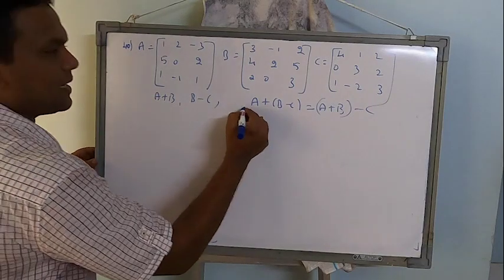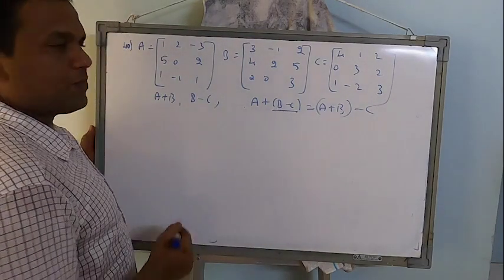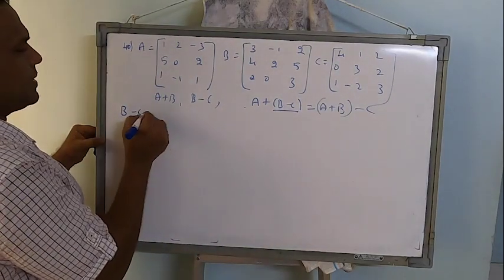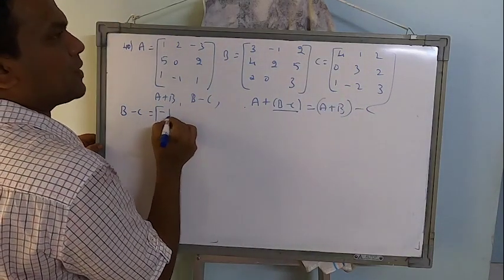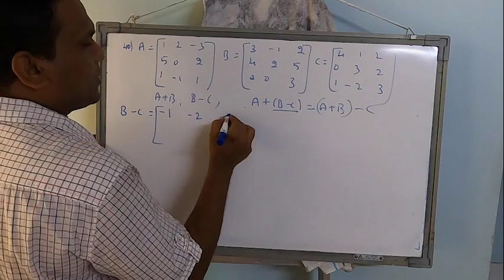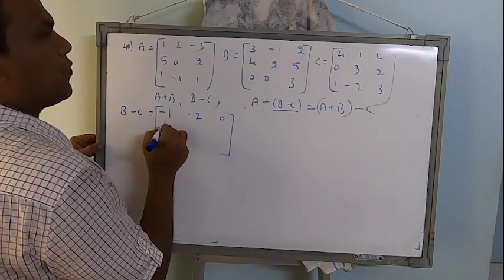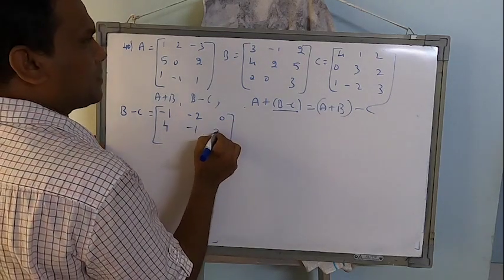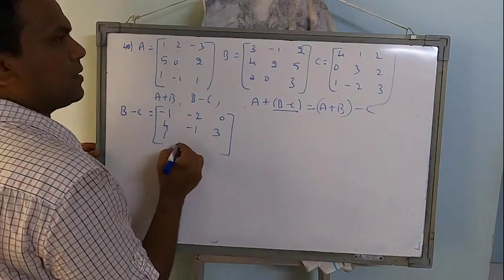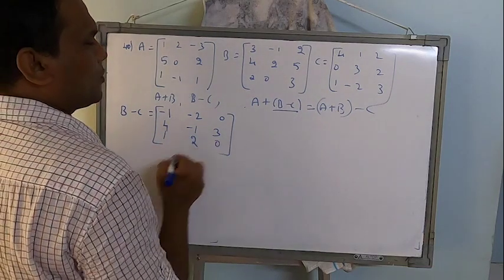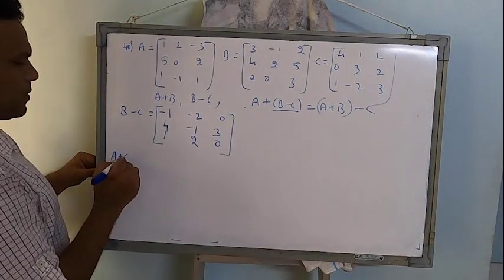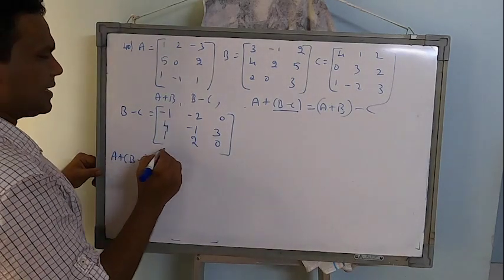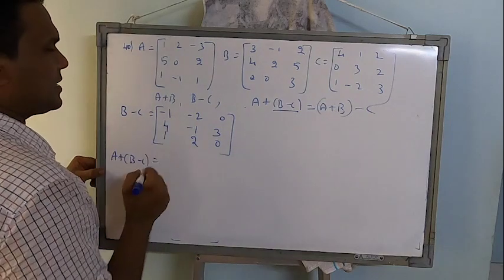To start with LHS, first let us start with B minus C. Subtract these 2 matrices, so it's minus 1, minus 2 and 0. The next row is 4, minus 1, 3, and the next 1, 2, 0. That is B minus C. Now A plus of B minus C is equal to, A should be added with this matrix.